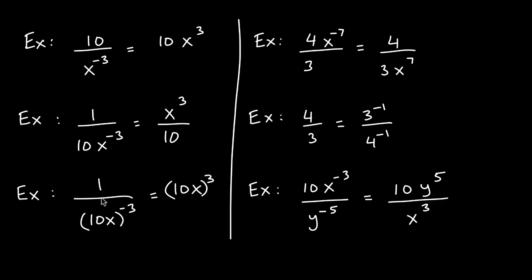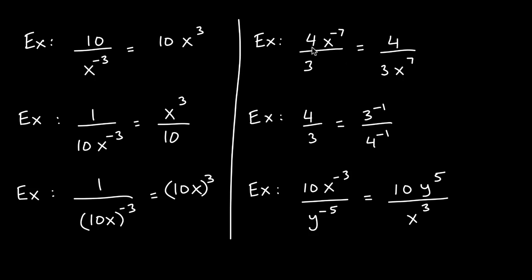In this case, we have 1 over, now pay attention to the parentheses. In the previous example, I did not have any parentheses. This meant that this power only applies to what's right next to it, the base. This, on the other hand, means that this negative 3 applies to this entire term. That's why we use parentheses. So if I were to take this entire term from bottom to top, the sign on the 3 is going to change. Now again, if you're wondering, what happened to the 1? 1 times 10x to the positive 3 is just going to be the quantity 10x raised to the third power.